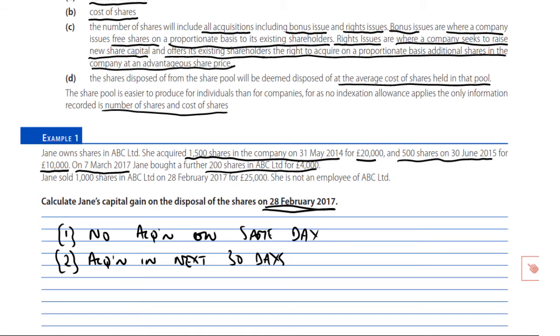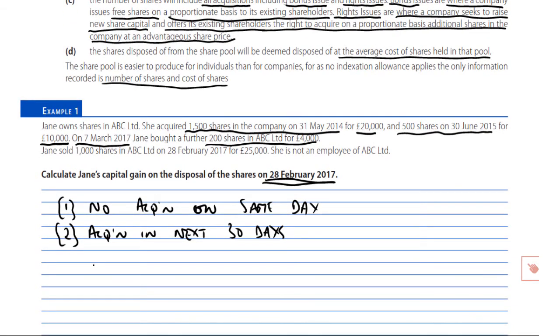Now, that particular acquisition was dated, as we know, the 7th of March 17. And there were some 200 shares that were acquired on that day. So those 200 shares, they're the first to go out of the shares sold here. That sale was 1,000 shares on the 28th of February 17. The first of them to go is 200 shares. So a normal disposal calculation, therefore.